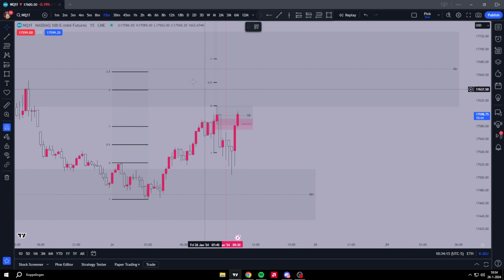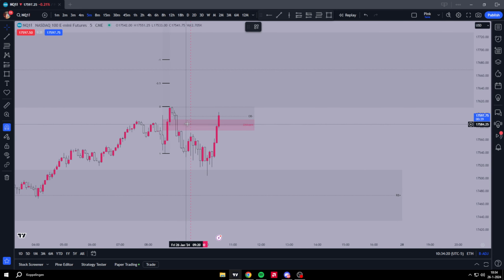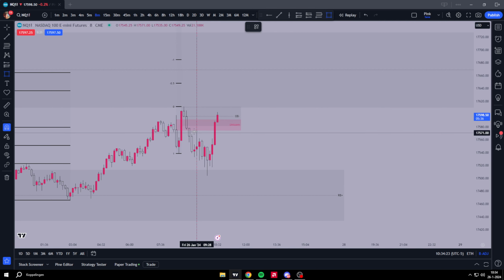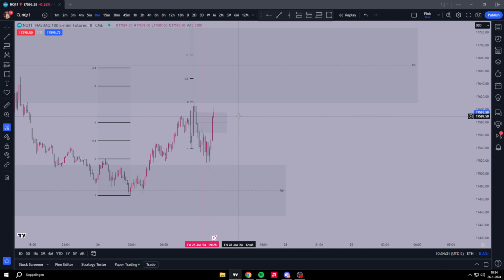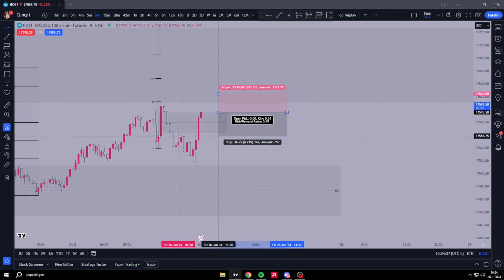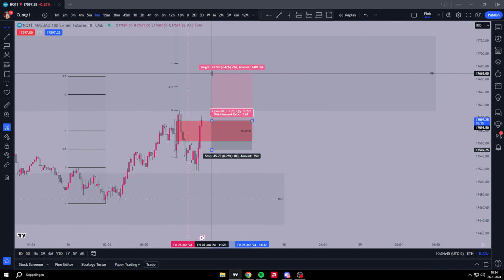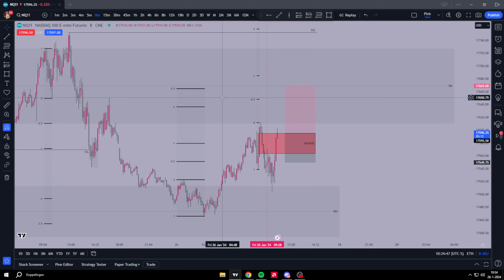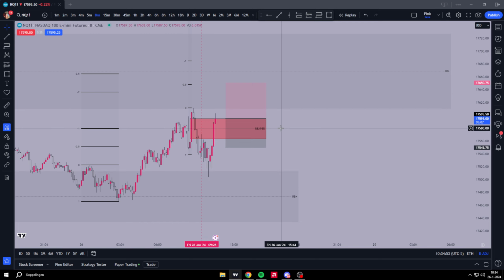All right, let's wait here. This will be a Reaper maybe. So we get that disrespect. Let's look at the 8 minute. Yeah, this would be a Reaper. That's crazy. Let's see if I'm going to enter here. And then stop would be somewhere below the Reaper. And then I would target buy side here, or buy side there. I'd have -0.5 standard deviation also, just a 1 and 2.